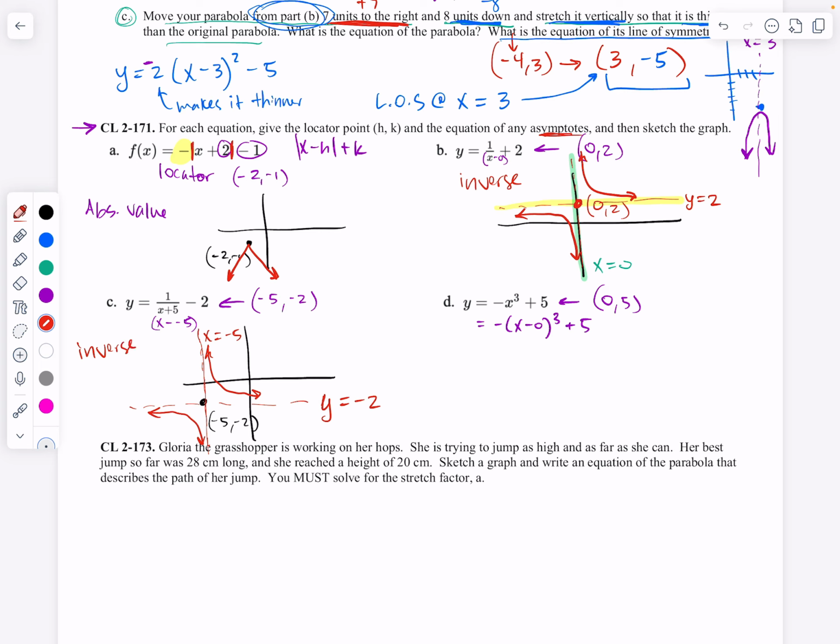Okay, lastly, part D, this one is cubic. I can see the cubed right there. And I'm also going to notice that it has a negative in front for its stretch factor, so it's going to be upside down. So the locator, I already defined, is at 0, 5. So 1, 2, 3, 4, 5, somewhere up here, 0, 5. And then a typical cubic looks like this, but we want to make it upside down, so we're going to flip it to like this, and then we're going to move it. So it's going to end up looking like this, right through that locator point.